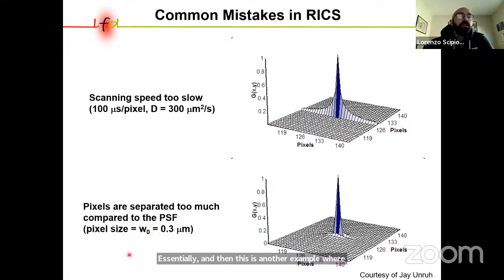And this is another example where you're undersampling your autocorrelation function, right? In this case, it's set with a pixel size that is the same as the point spread function. And you see that the spatial correlations are almost impossible to see because it's not sampled enough. You're getting everything in only one pixel.